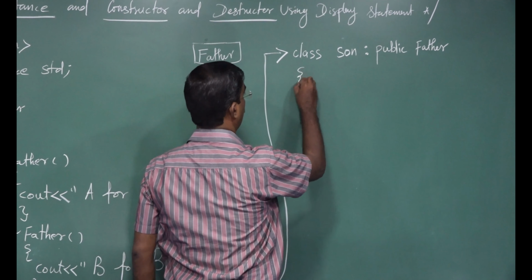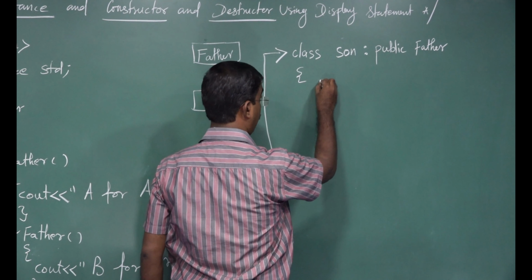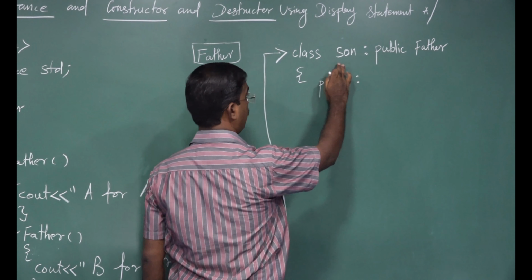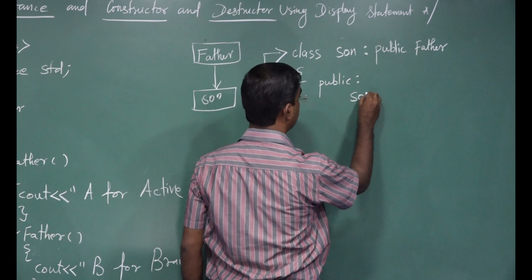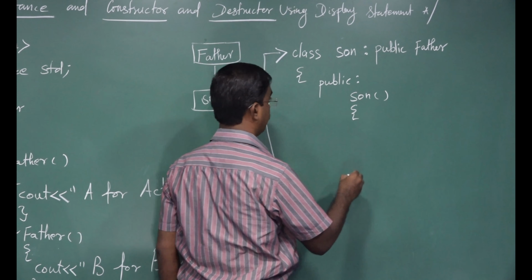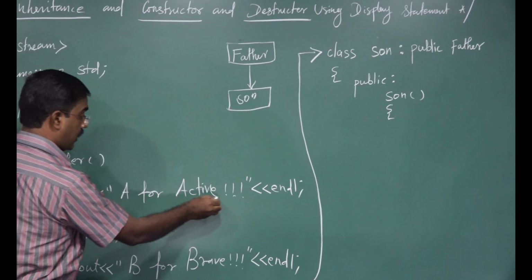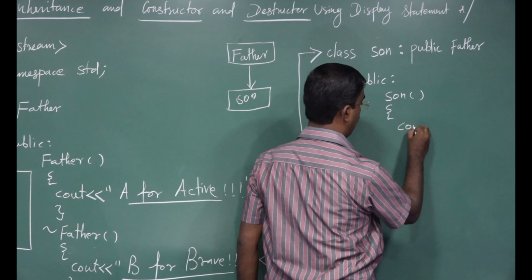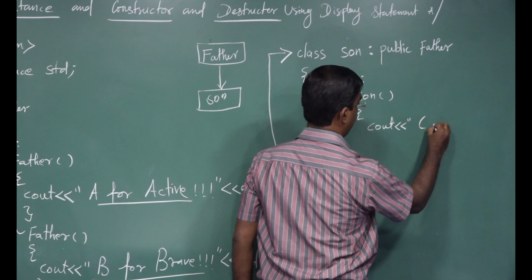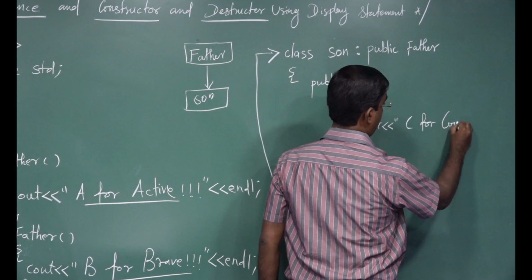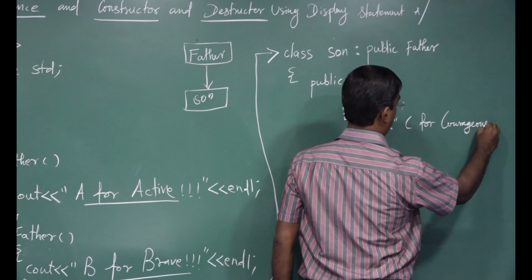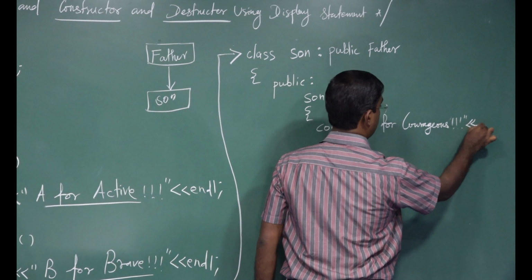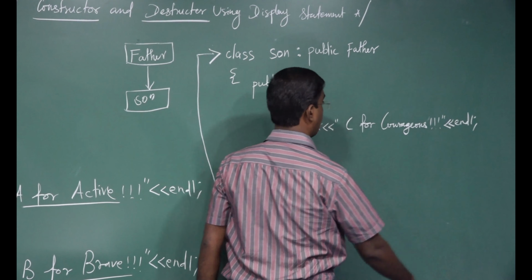In this code also, we open a brace again. We want to see the public scope. Here public, and the name is Son. That's why Son constructor, open brace. Already declared A for active, B for brave. Here also in the cout, C for courageous. This statement should also be terminated by endl.